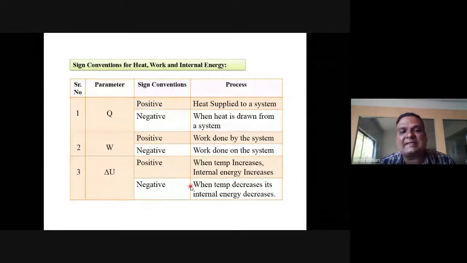When temperature decreases, see the formula for delta U is mCv delta T. The formula for delta U that we will be discussing in the next lecture. The formula for delta U is mCv delta T.